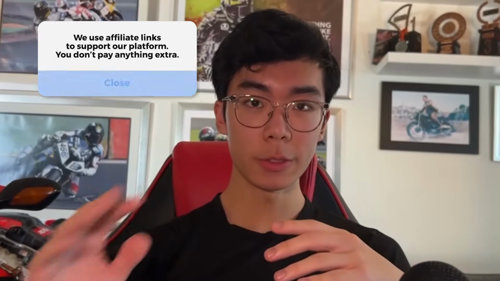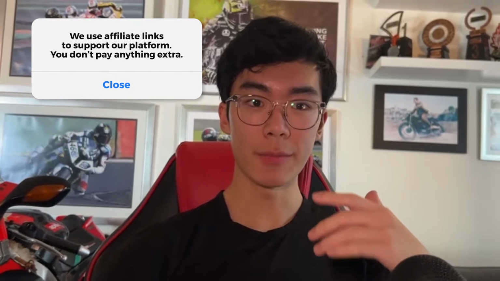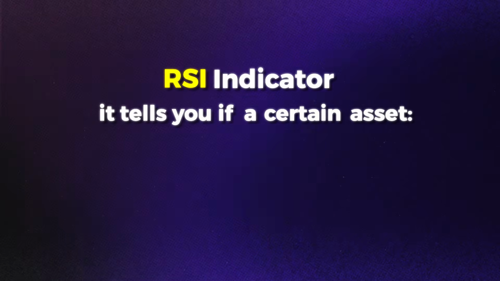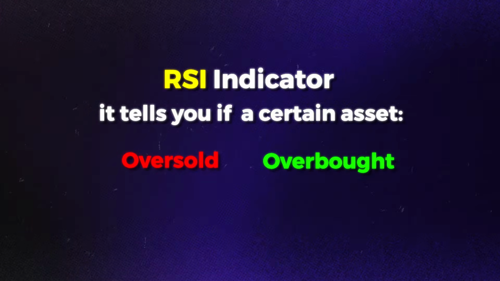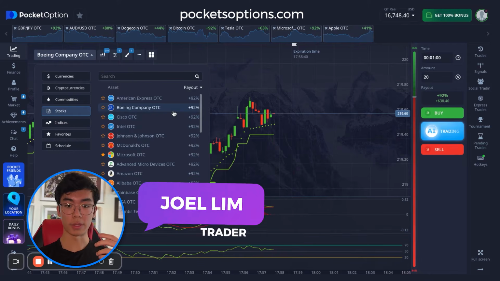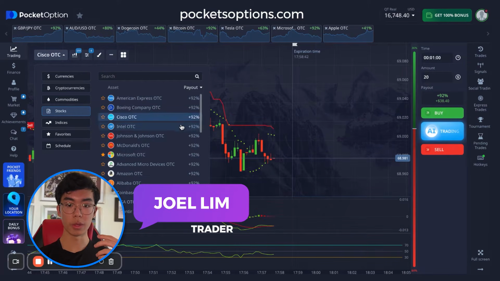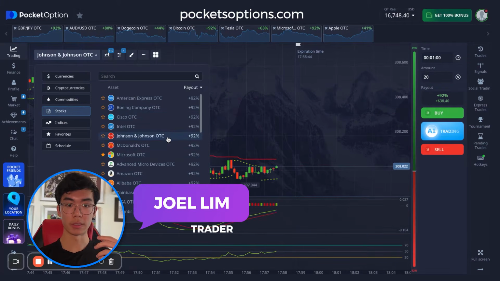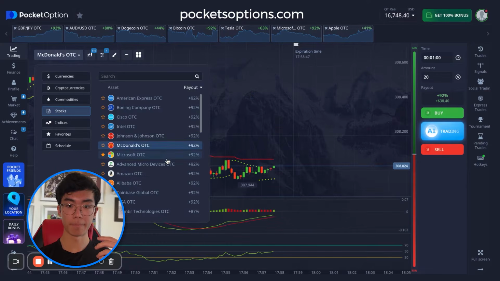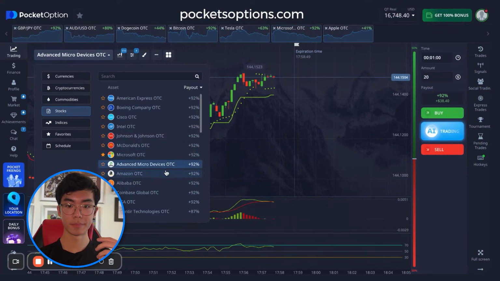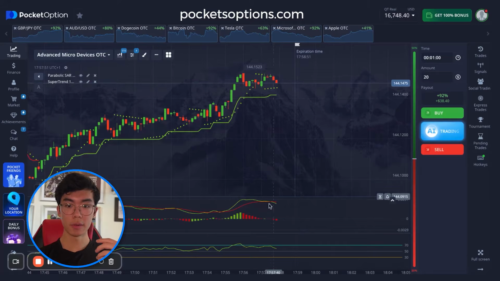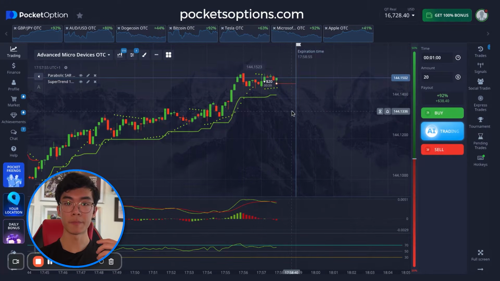In this video, I'm going to be showing you how I'll be getting a 70% win rate with the RSI indicator. So this is one of the best indicators if you want to get a high win rate, because it tells you if a certain asset is oversold or overbought. So let's say right here, we go through a few different assets here. And this one right here, it just touched the 70 line. So it's a decent sell, I would say.